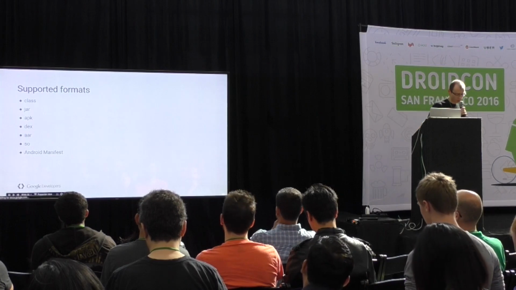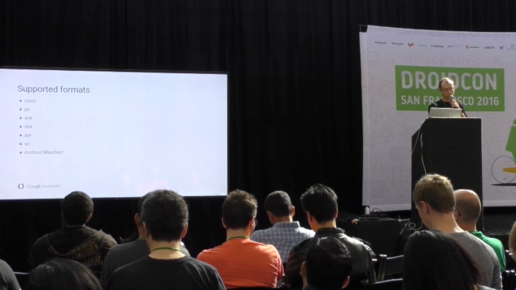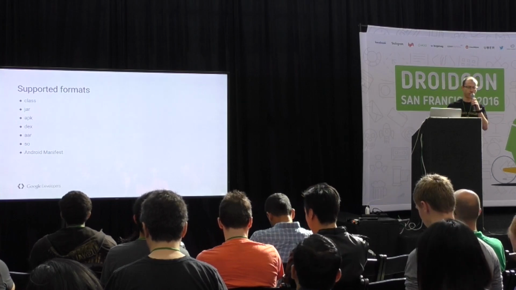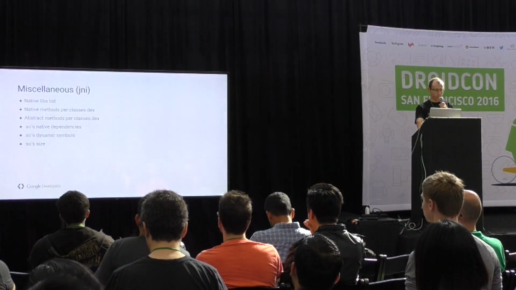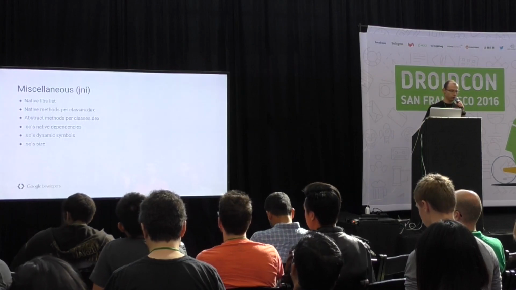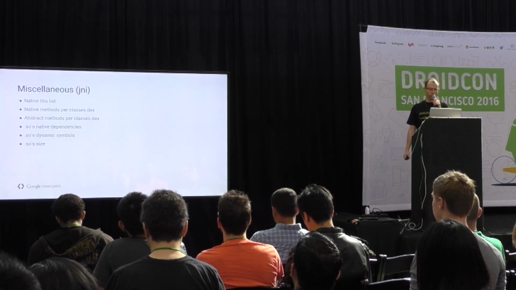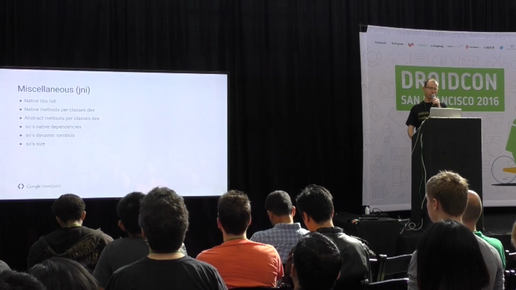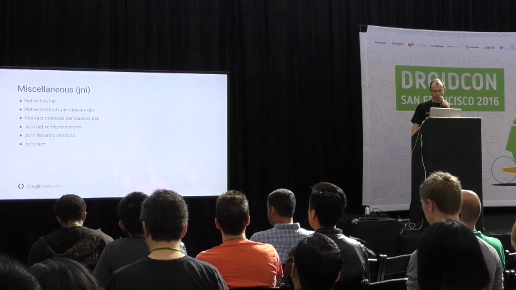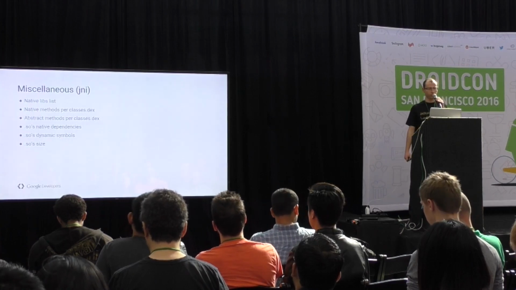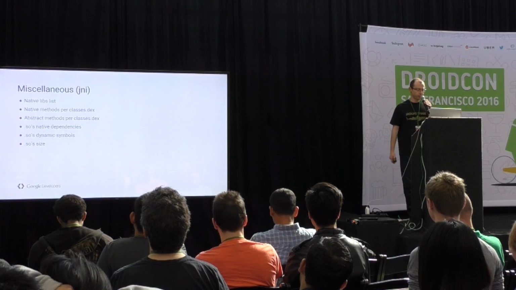All in all, ClassyShark supports the following binary formats, meaning that you can have a file in each of these formats, and ClassyShark knows how to load and present the data in a human readable form. In addition, I haven't shown you on my sample, but ClassyShark also knows how to read the native code. So we got a native libs list, native methods per classes.dex, abstract methods per classes.dex, which is also really important, native dependencies of SO files, which are the files that are generated if you have native code, dynamic symbols, and the size.